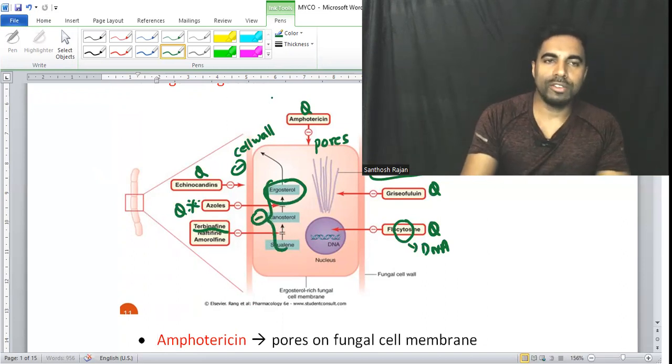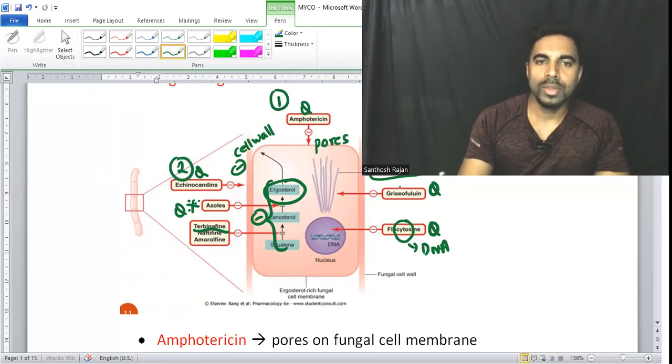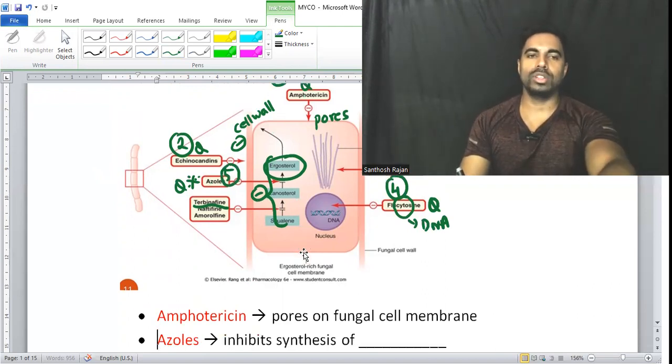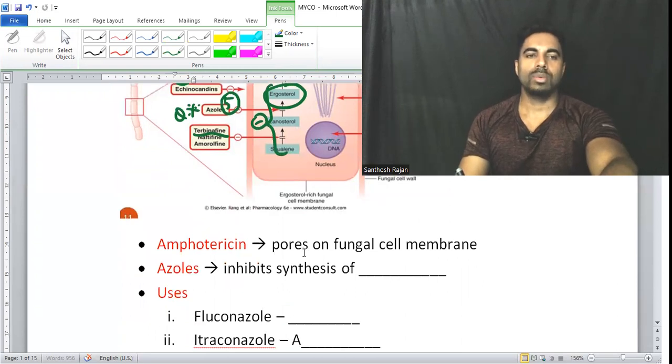Got it? So amphotericin is number one. Number two is echinocandins, which act on the cell wall. Griseofulvin acts on the mitotic spindle. Number four is flucytosine. And the most important one is azoles, which inhibit ergosterol synthesis. That's it. So this is the basic mechanism. More drugs will be discussed in pharmacology. But now let's see what they can ask.